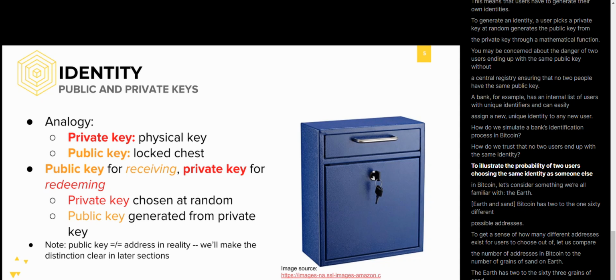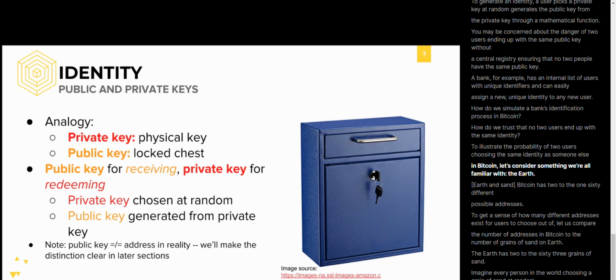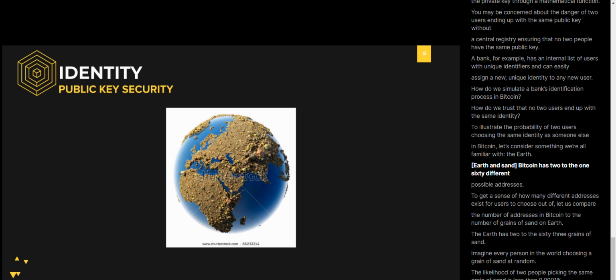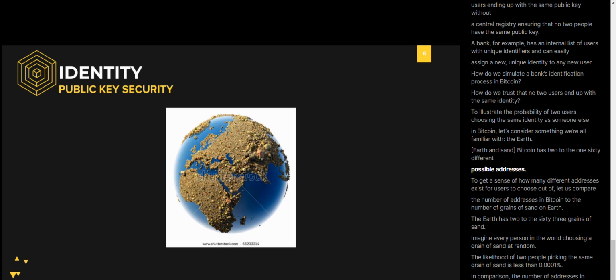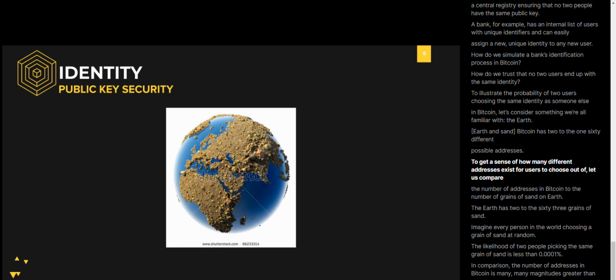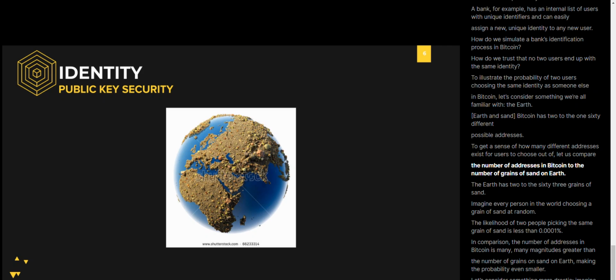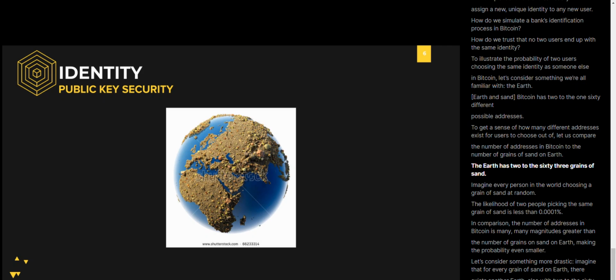To illustrate the probability of two users choosing the same identity as someone else in the Bitcoin network, let's consider something we're all familiar with: the Earth. Bitcoin has 2 to the 160 different possible addresses. To get a sense of how many different addresses exist for users to choose from, let us compare the number of addresses in Bitcoin to the number of grains of sand on Earth. The Earth has 2 to the 63 grains of sand.